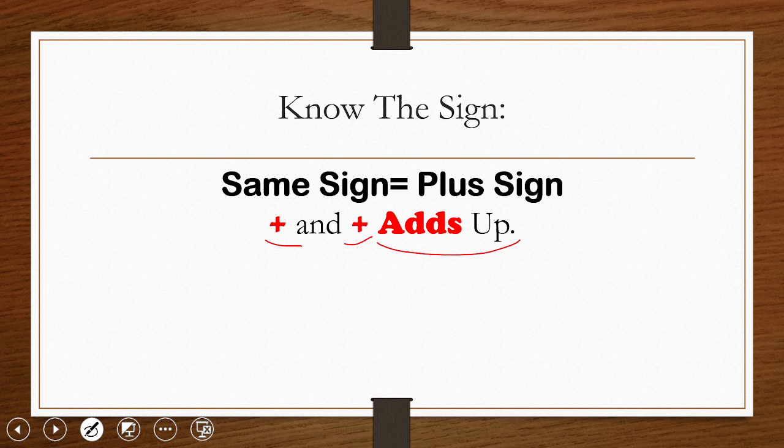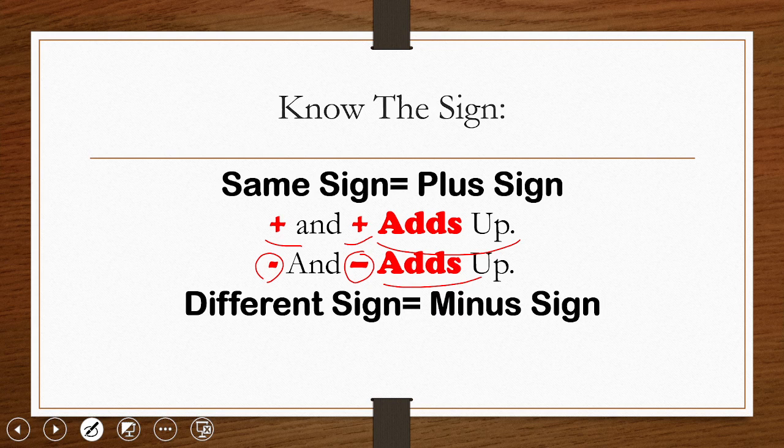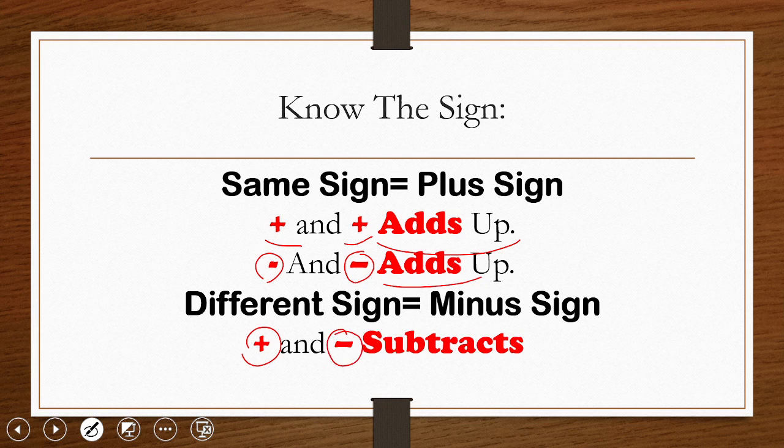You have to learn only a simple thing. Second is same sign again, that is minus and minus. Then also you have to add up. Different sign, minus sign: if you have to perform any mathematical operation between different signs, then it will be subtract. I'll explain deeply in the next slide.